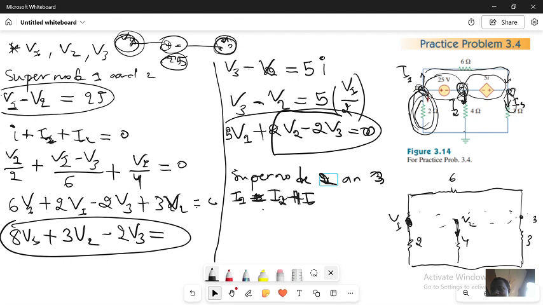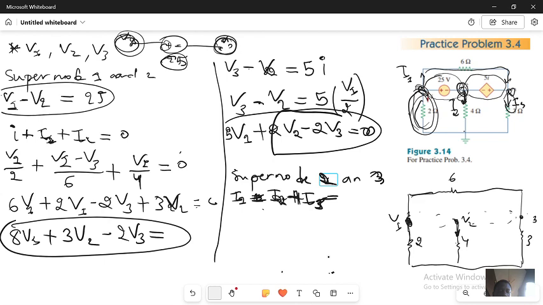Now, I have I1, which is equal to V1 minus V3 divided by 6. I have I2, which is equal to V2 minus 0 divided by 4. I have I3, which is equal to V3 divided by 3. I will form the equation again, and with these three equations, I can determine the value of V1, the value of V2 and the value of V3.